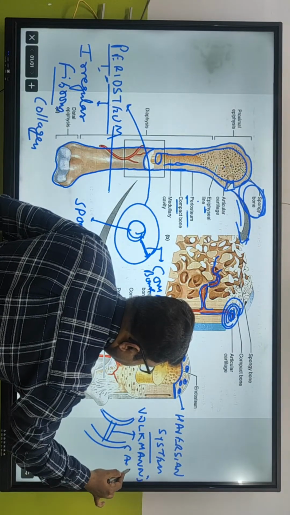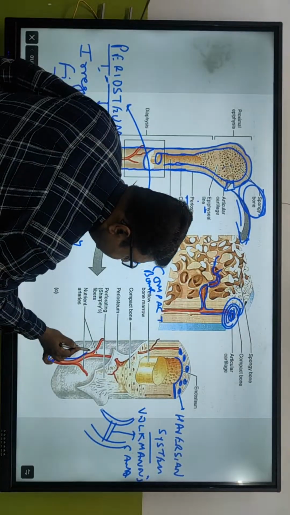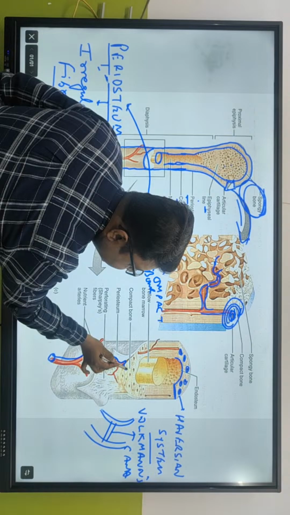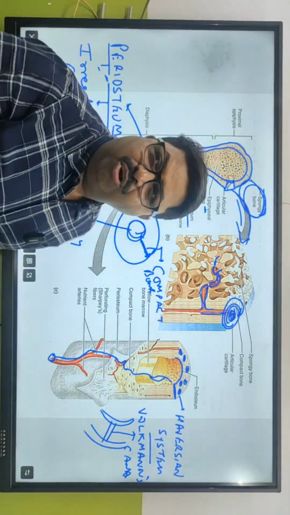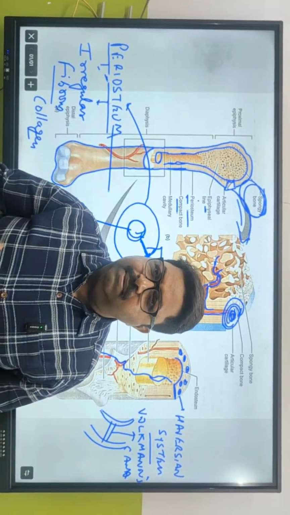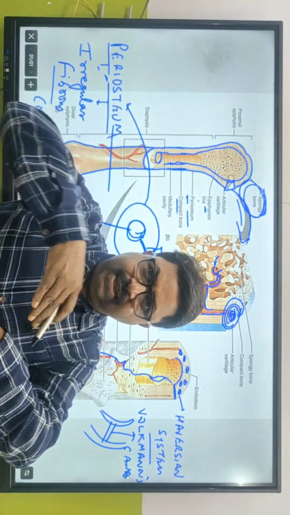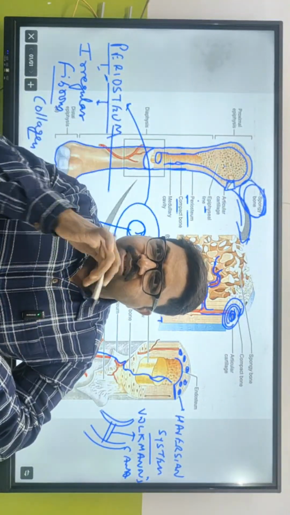Volkmann's canal. Clear? Now, see, the blood vessel comes from outside and enters inside from the periosteum. Then through the central canal it is going to reach where? Inside the spongy bone. So where is the entry from? From inside to outside or from outside to inside? Outside to inside, sir.